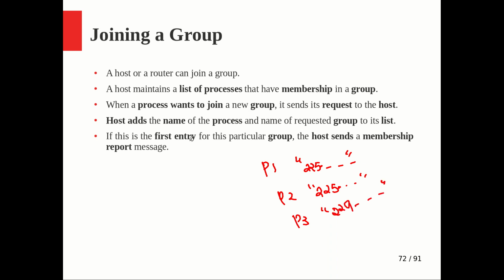Whenever it has an entry for the first time, meaning some process is trying to join a group for the first time, the host is supposed to inform the router. Then only can the router update its entry accordingly. So how will the host inform the router of its interest to join a particular group? That is by means of the membership report message, right?